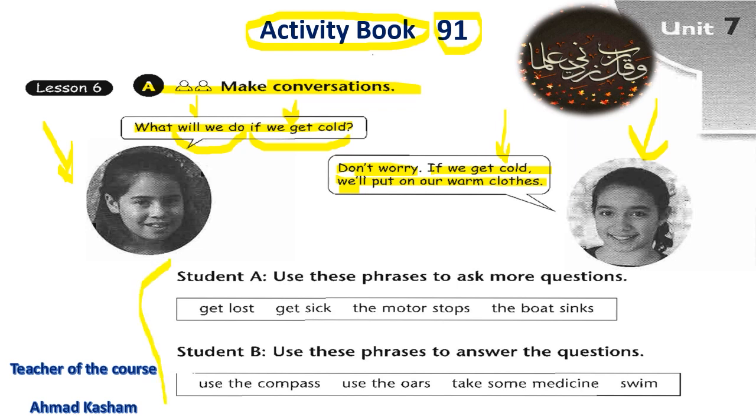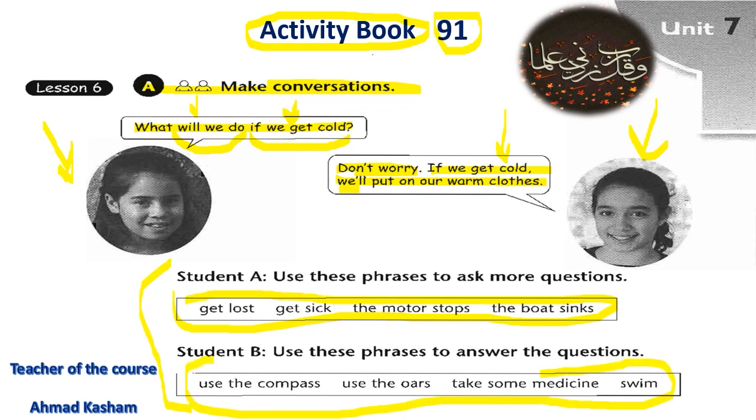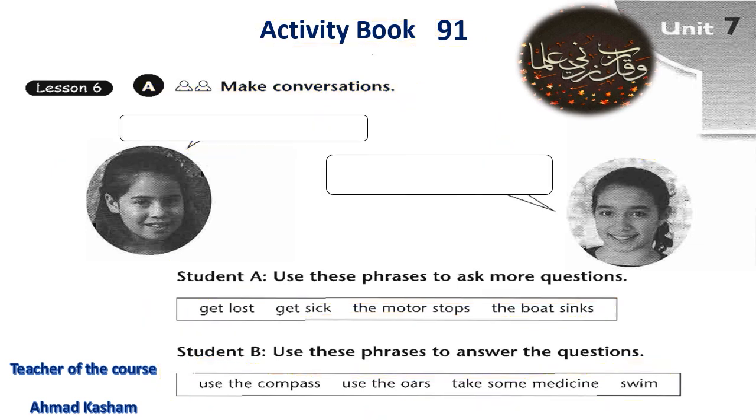And now here what do we have? We have some keys for making the conversations. These keys are these verbs or situations, and opposite them are the solutions. Depending on what is here, we want to make these conversations. Let's start with the first one, get lost, and its solution, use the compass. The first girl is asking like this: what will we do if we get lost? And the answer from her friend, don't worry, if we get lost, we will use the compass.